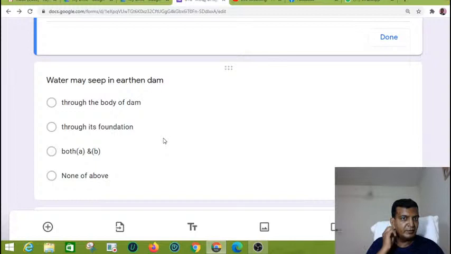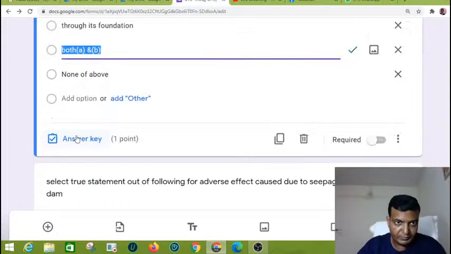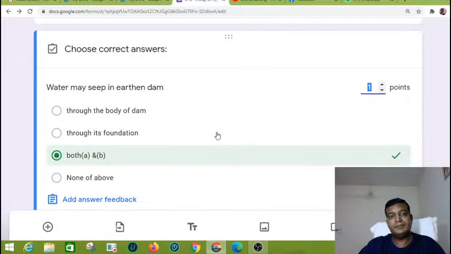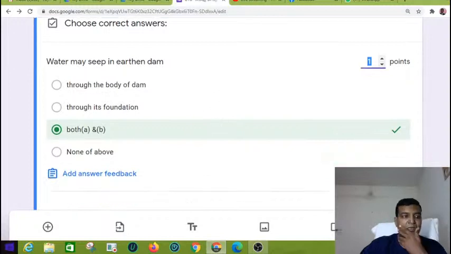Water may seep in earthen dam through the body of the dam, through its foundation, both A and B. C. The answer is both A and B.